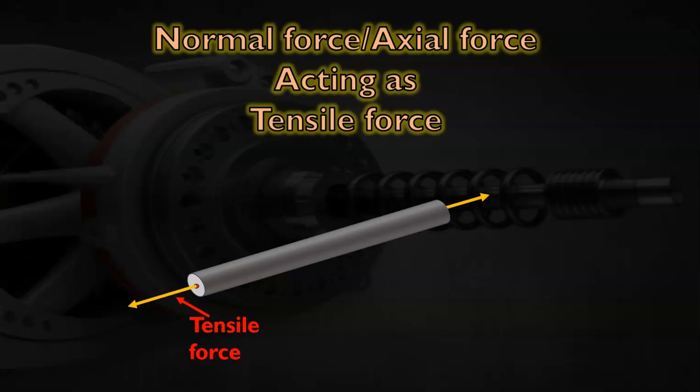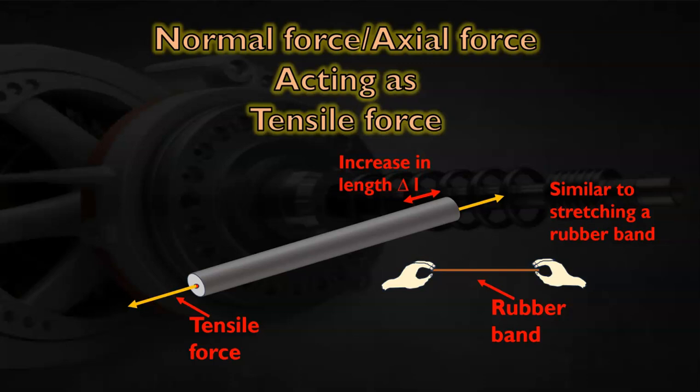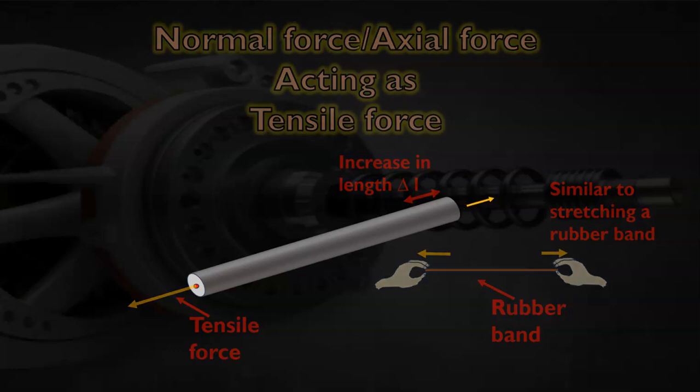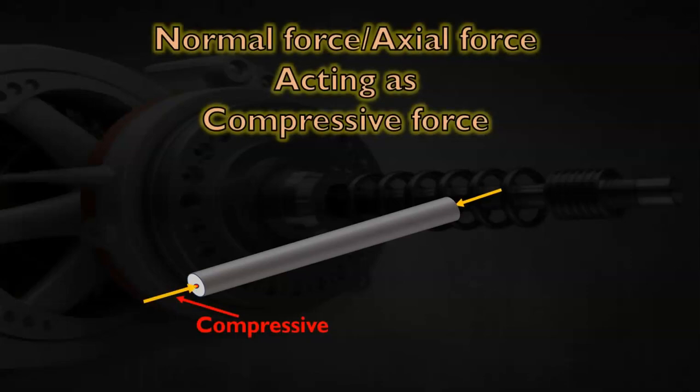Now what happens when normal force or axial force act as tensile force? So in a cylinder there will be an increase in length. It is similar to stretching a rubber band. You can see in the figure, a rubber band, when it is allowed to stretch, there will be an increase in length of the rubber band. What happens when normal force or axial force act as compressive force? You can see the compressive force points towards the cross section. There will be a decrease in length, just opposite to that of the tensile force.